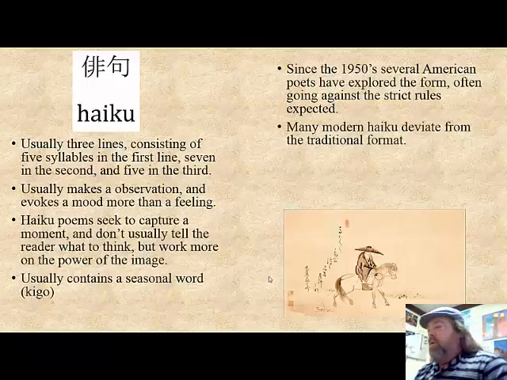The haiku poem contains a kigo, which is a seasonal word. It doesn't have to be directly mentioning fall or spring, summer, or winter, but it usually has something in the image which makes reference to one of the 4 seasons.